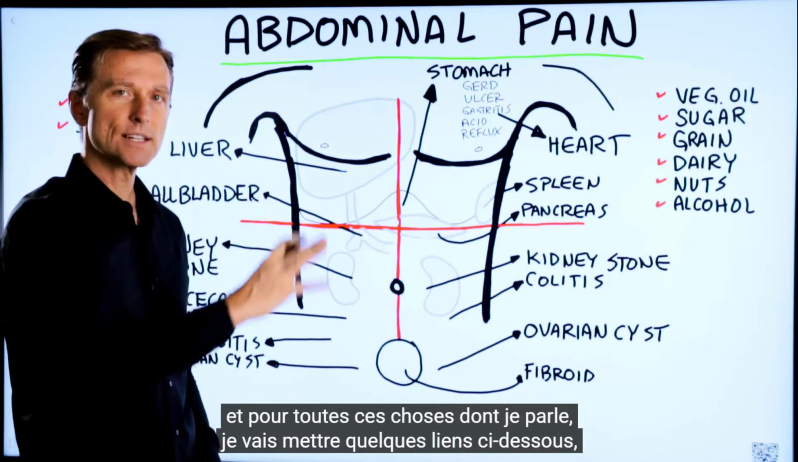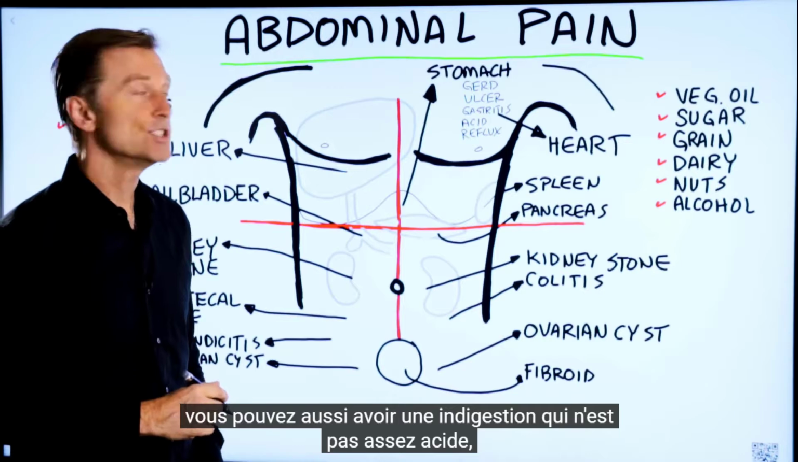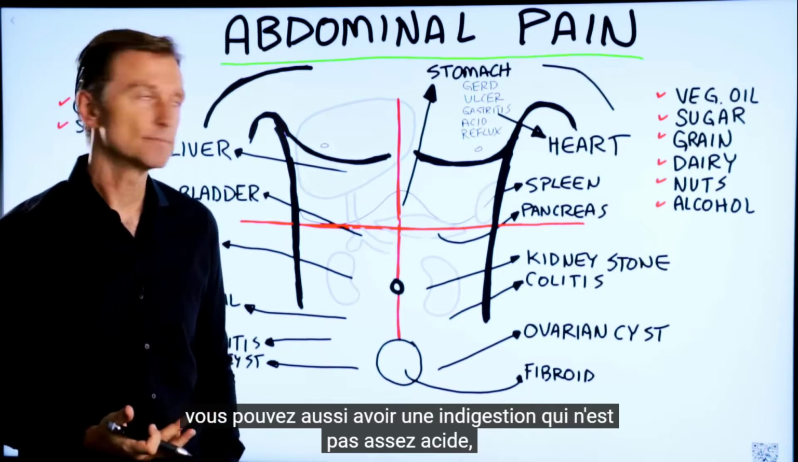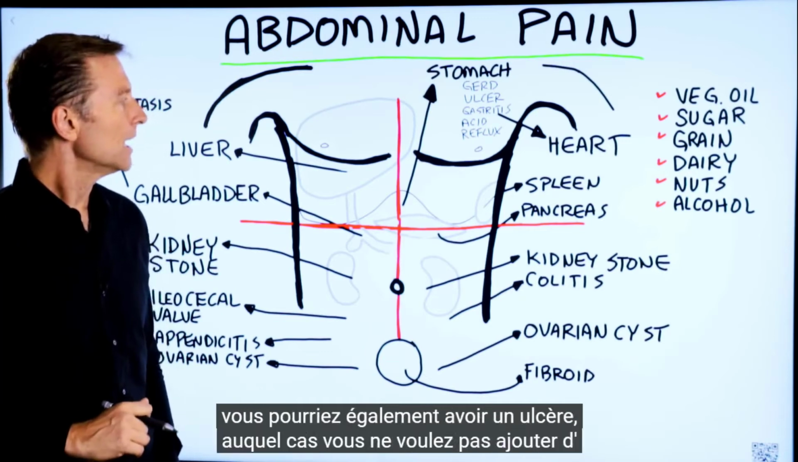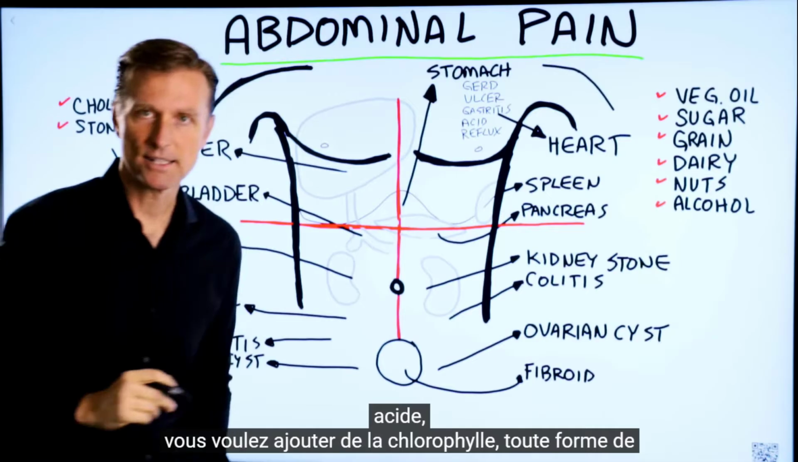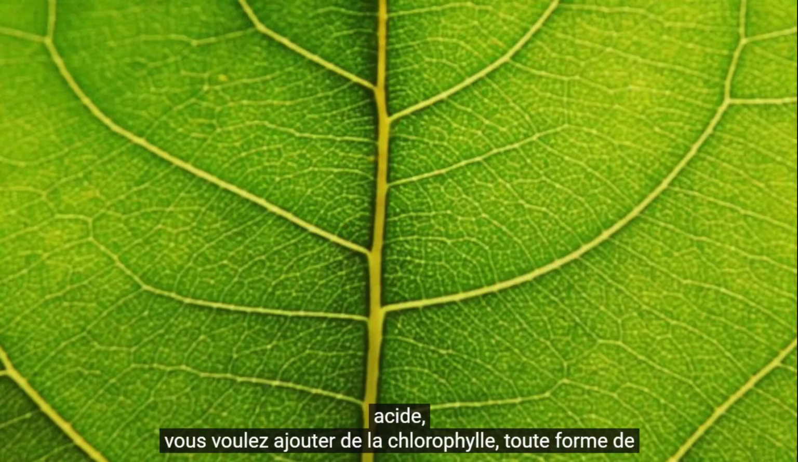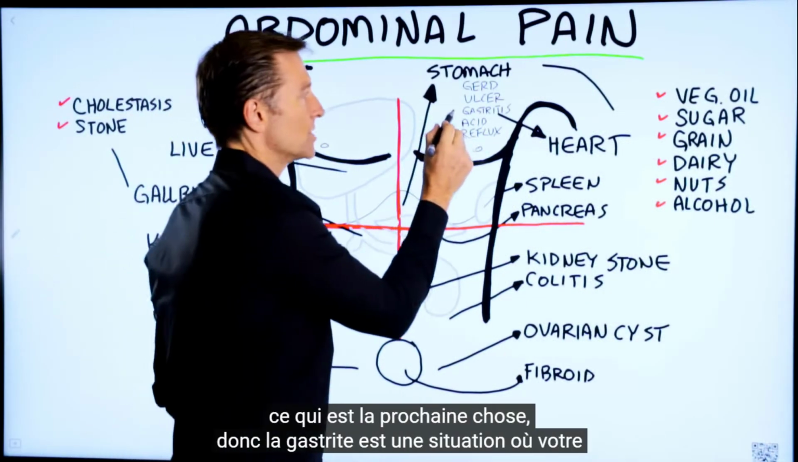And for all these things I talk about, I'm going to put some links down below. You can also have indigestion, which is not enough acid. You're not able to digest food, especially protein. You potentially could have an ulcer as well, in which case you don't want to add acid. You want to add chlorophyll. Any form of cabbage seems to work really well on ulcers and gastritis, which is the next thing.